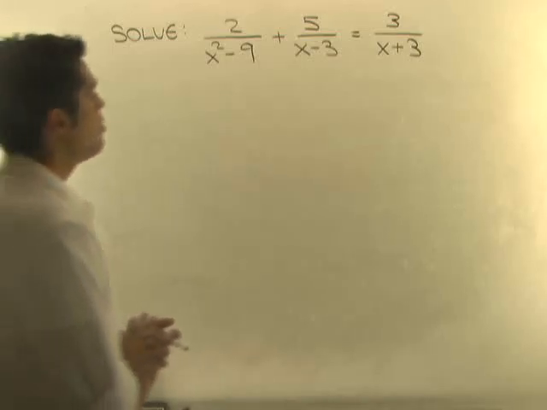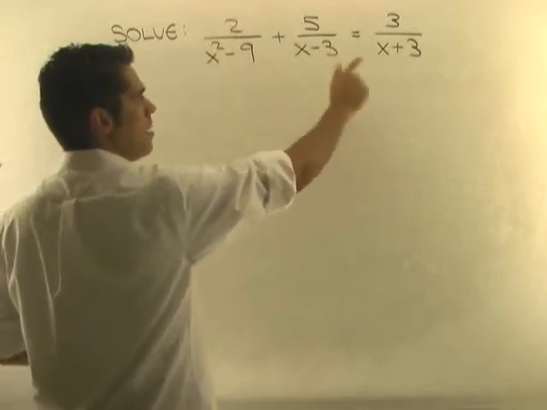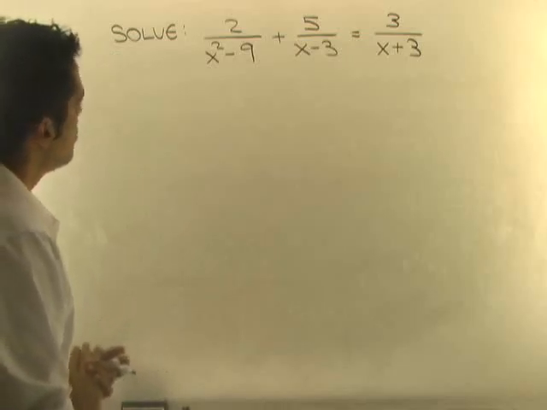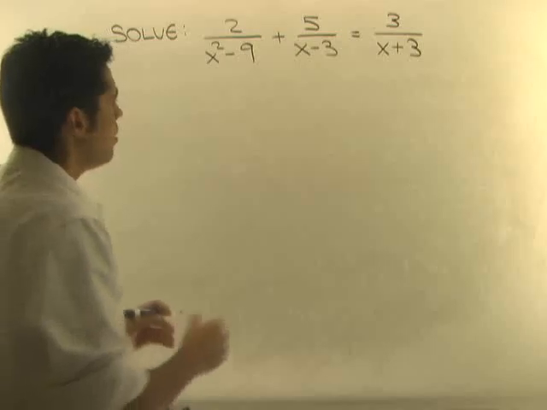All right, let's do another rational equation. Again, it's rational because we have fractions. Our variable here is in the denominator. We also have our equal sign, so that's what always lets us know it's a rational equation. First thing we're going to have to do is find our LCD. We want to look at our denominators.